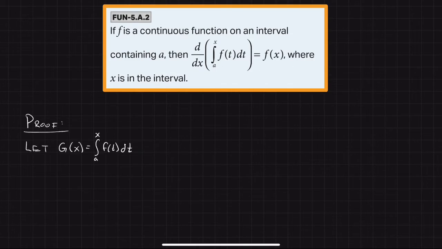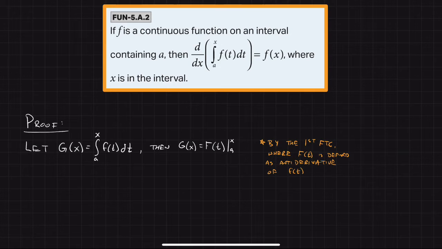Here's how that works. So we can start by defining capital G of x as being the integral from a to x of f of t dt. F of t, in this case, is a continuous function, and little a is just some constant. Then we can rewrite capital G of x as being capital F of t from a to x, and we can do that by the first fundamental theorem of calculus, where capital F of t is defined as the antiderivative of little f of t. That means that capital G of x is just equal to capital F of x minus capital F of a.